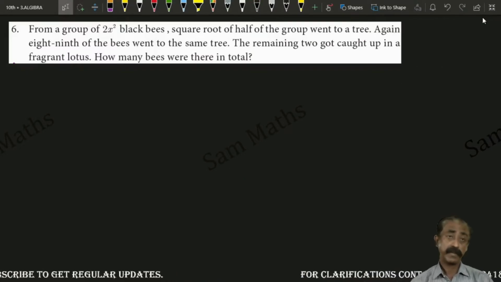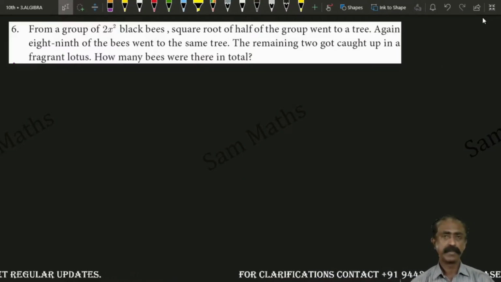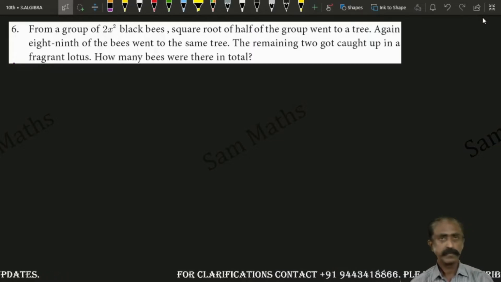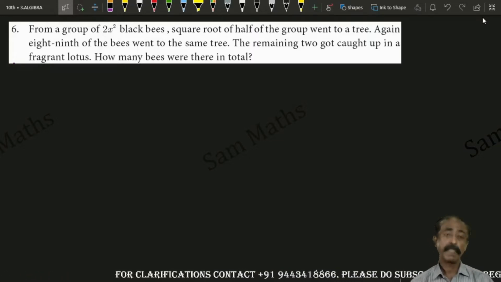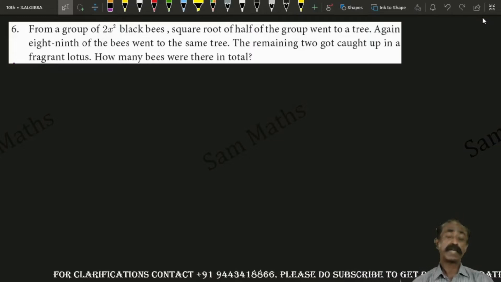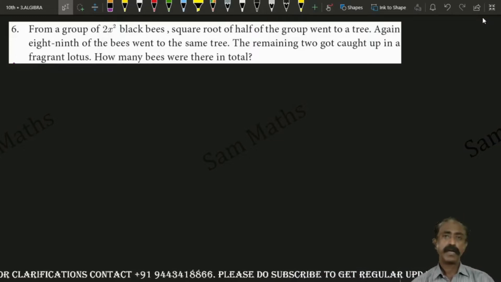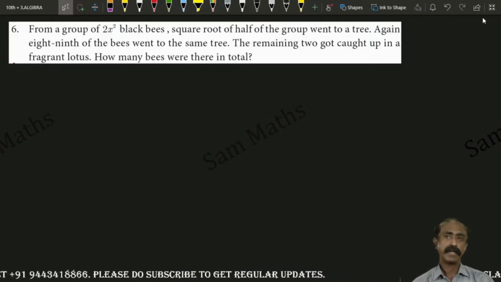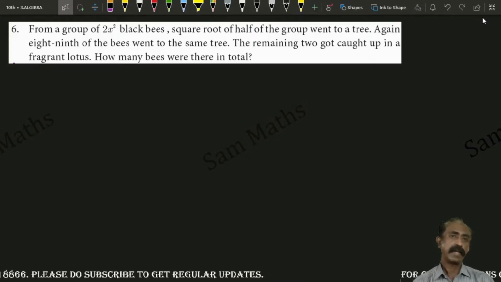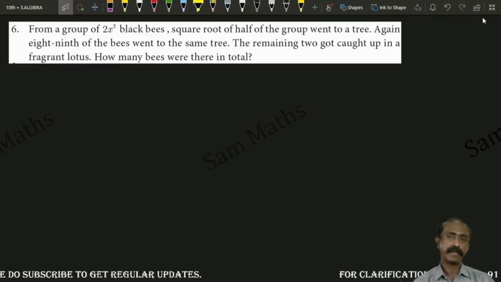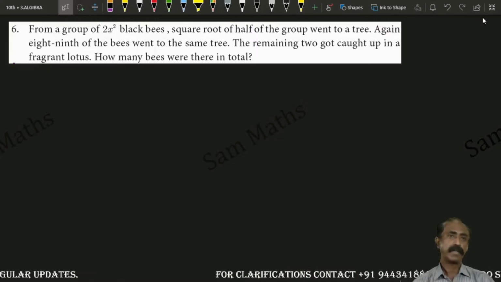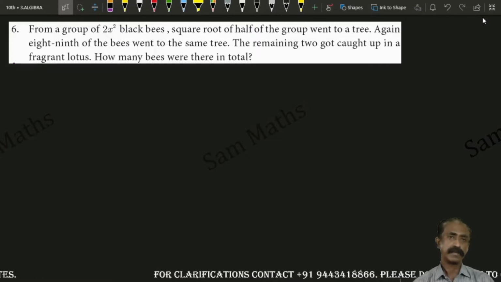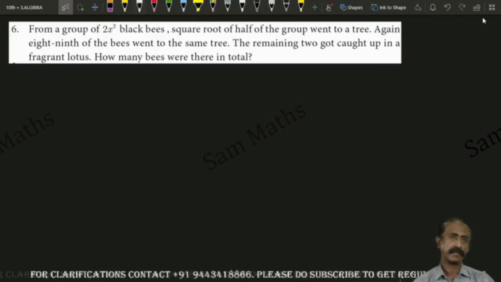In this video, we are going to continue the same exercise 3.12. Problem number 6. From a group of 2x square bees, square root of half of the group went to a tree. Again, 8/9 of the bees went to the same tree. The remaining 2 got caught up in a fragrant lotus. How many bees were there in total? This is the question.